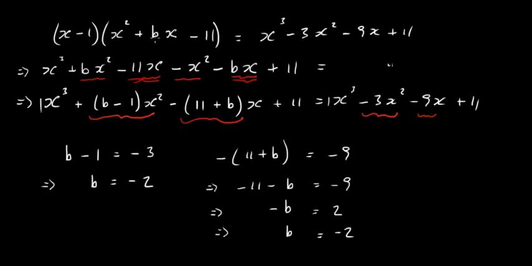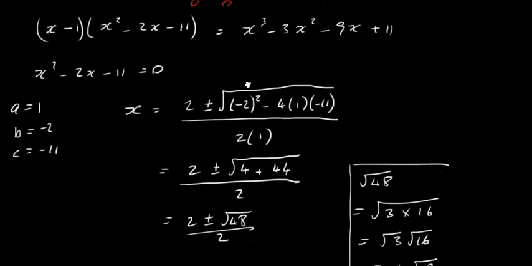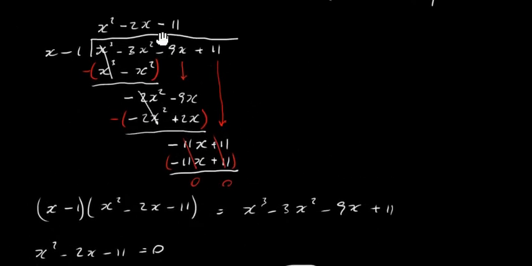So this b here should be minus 2. And that is what we found up here when we found our quadratic. When we did the long division, we found that the b was minus 2. So it's just a different way. If you don't like doing this long division, you can do it that way. Okay, and that's it for questions 1 and 2.